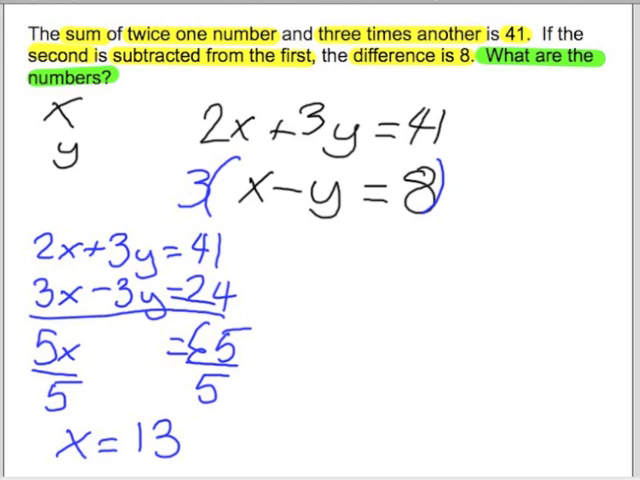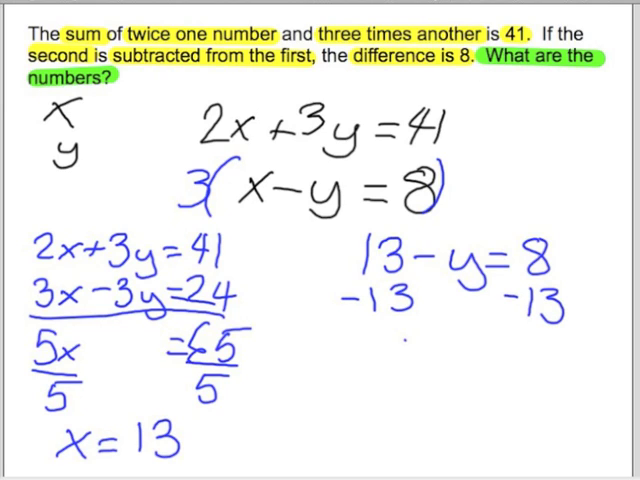We take this number and plug it back into one of our original equations. The bottom one would be easier than the first one, so I'm going to plug my 13 in for x here and get 13 minus y equals 8. Subtract 13 from both sides. Negative y equals negative 5. Y equals 5. So our first number is 13, and our second number is 5.